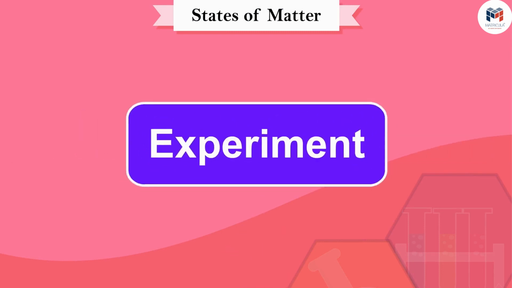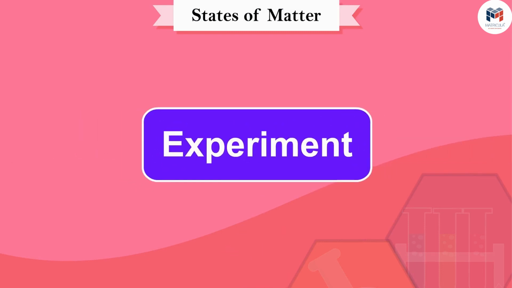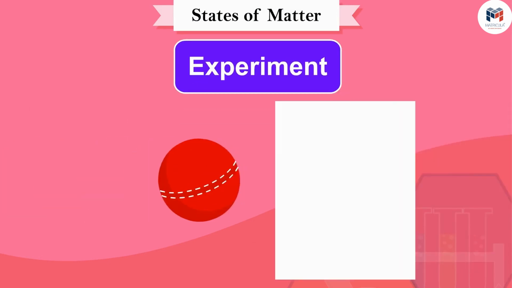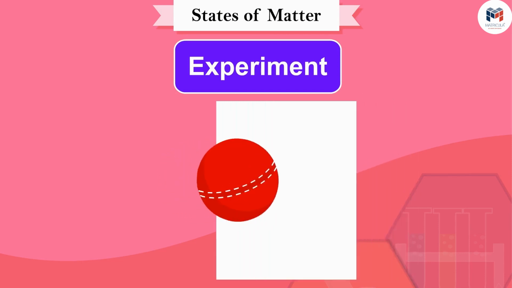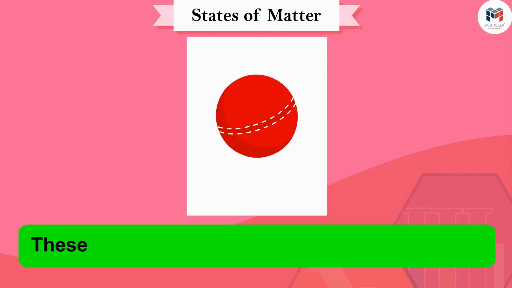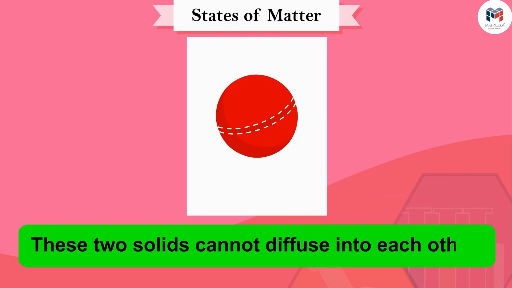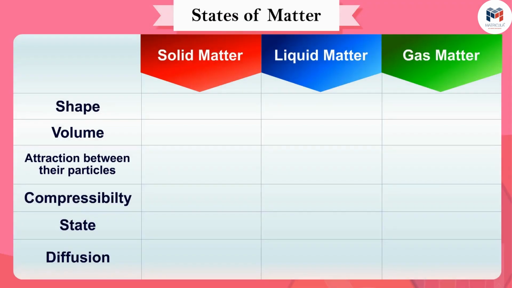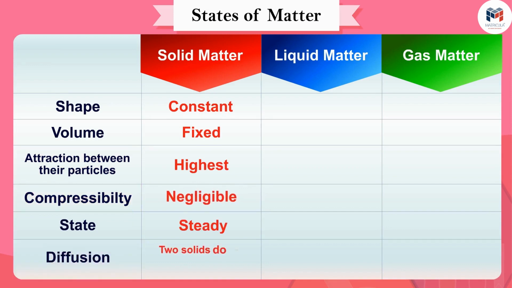Let's find this out through a fun experiment. For this experiment, we will need a paper and a ball. Now, try to mix this ball with the paper. What do you see? These two solids cannot diffuse into each other. We have seen that the shape of solids are constant and the volumes are fixed. The attraction between their particles is highest. That is why the compressibility of a solid is negligible, and two solids do not diffuse into each other.